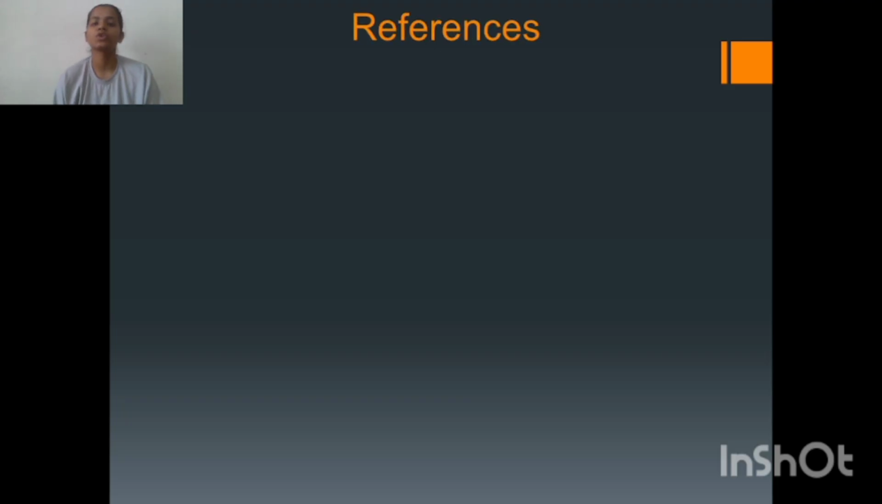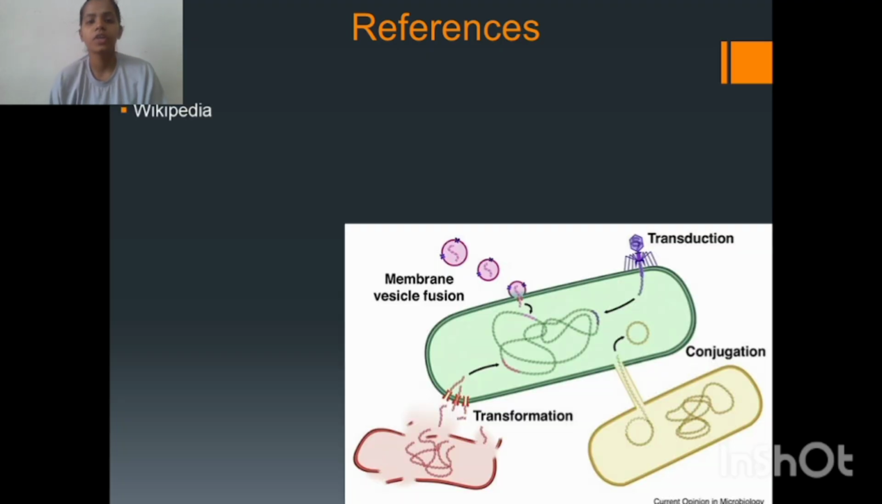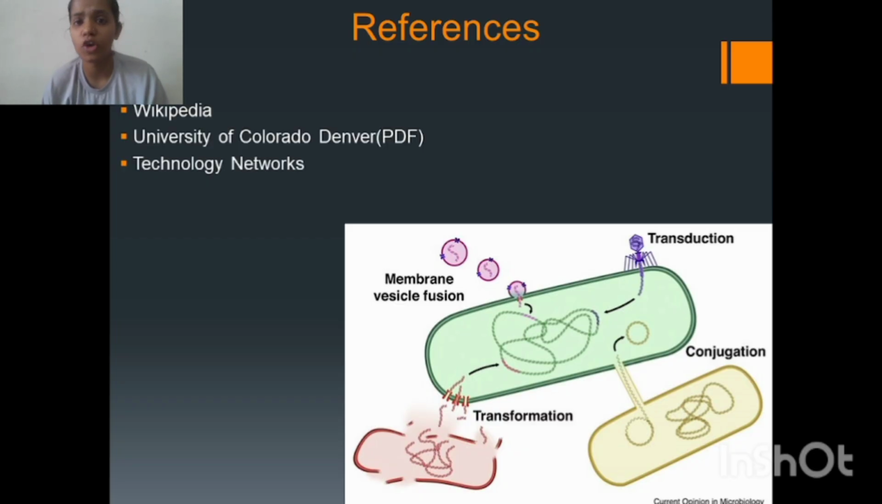So now I am going to share the references from which I have taken all this material. The different sources are Wikipedia, University of Colorado Denver, which is in the form of a PDF, Technology Networks, and PubMed Central. So these are the different references from which I have taken this material and made this presentation.